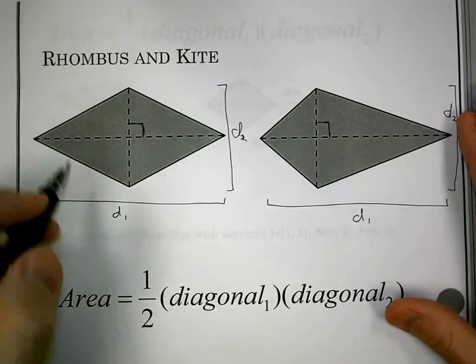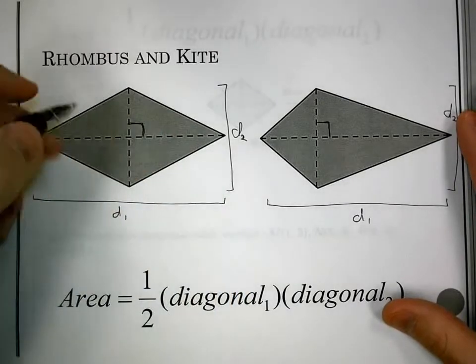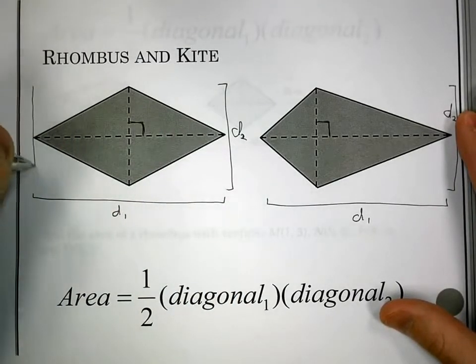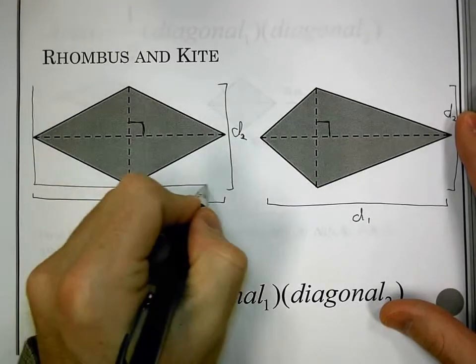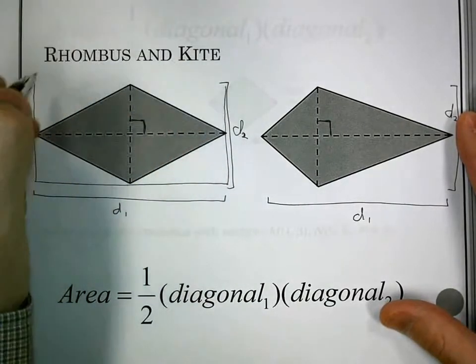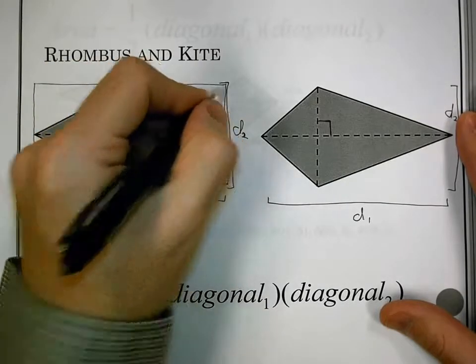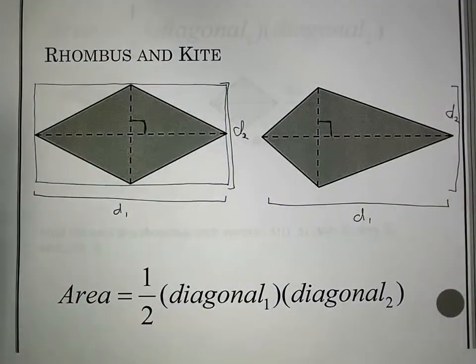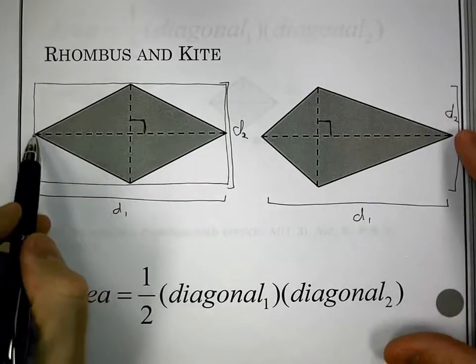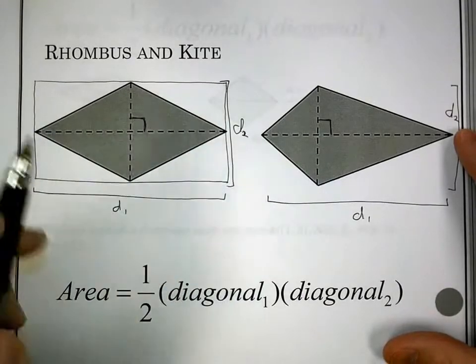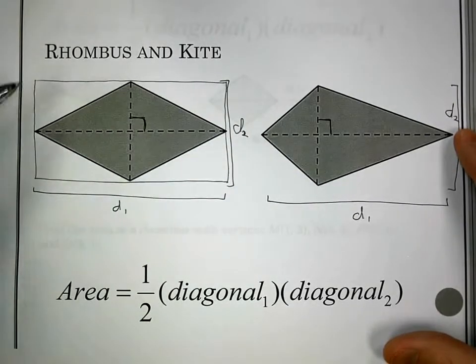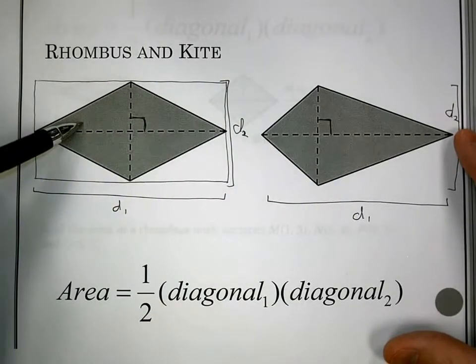But if I were to multiply diagonal 1 times diagonal 2, this would actually give me a rectangle, because it would be like base times height. So if I did that, I would have this rectangle. But if I look at the area of the rhombus, or even the kite, it doesn't fill up the rectangle. If I went further and broke it into 4 quadrants, in each of those quadrants there's a smaller rectangle and a triangle that's a piece of the rhombus.